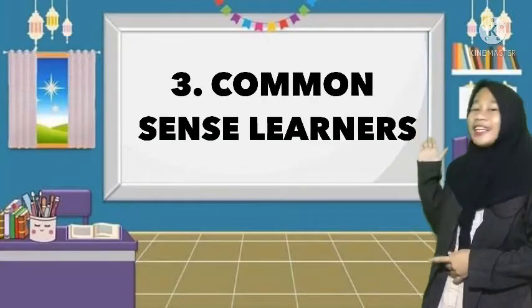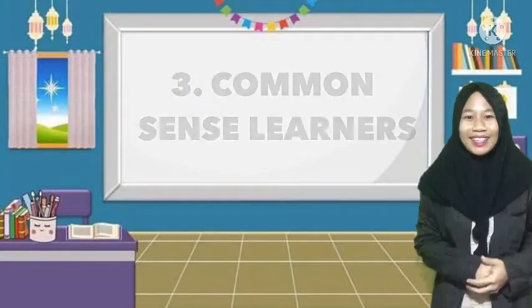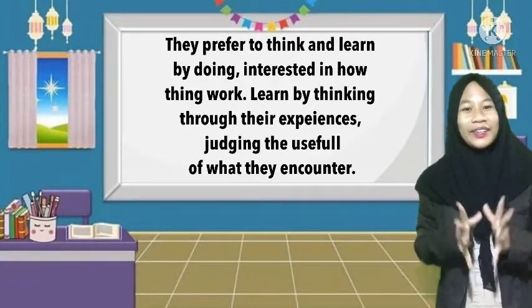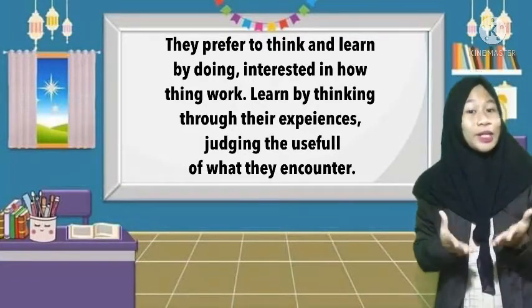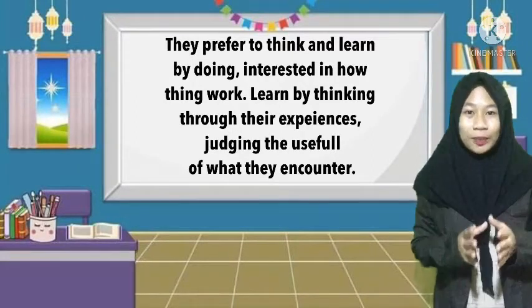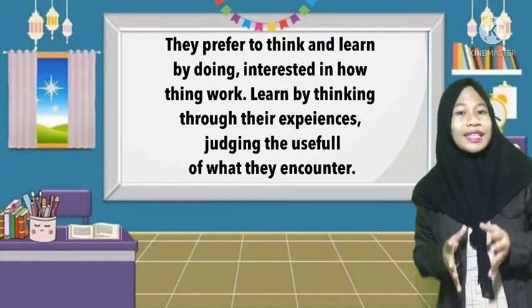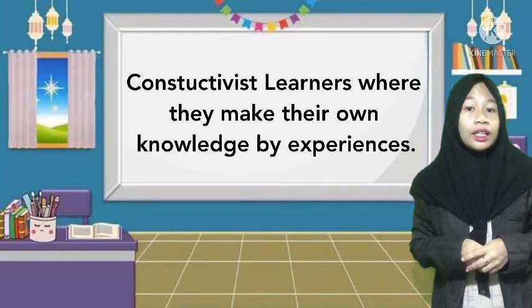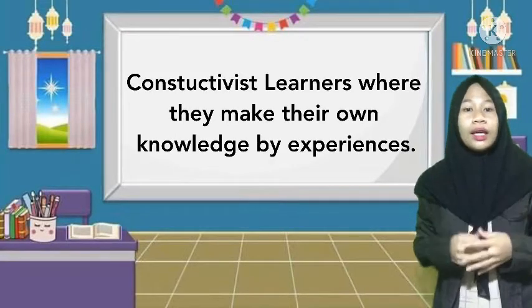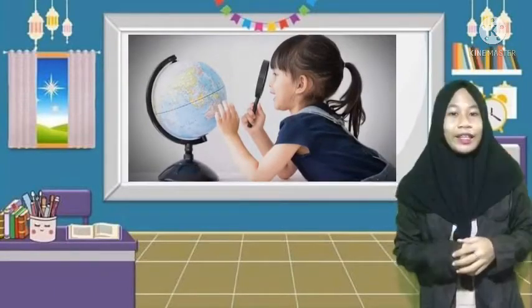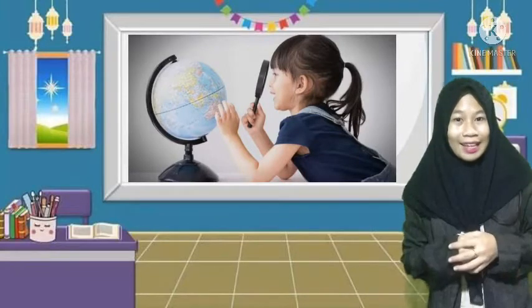And the type 3 learner is the common sense learner, where the learners prefer to think and learn by doing, interested in how things work, learning by thinking through their experiences and judging the usefulness of what they encounter. It is like a constructivist learner, who makes their own knowledge through experiences. They seek utility and results, and enjoy learning to make things work or to solve problems. They need closure, meet the deadline, and stay on task.